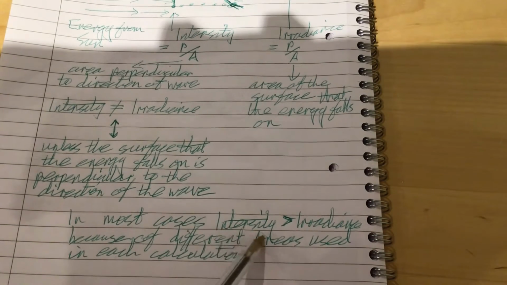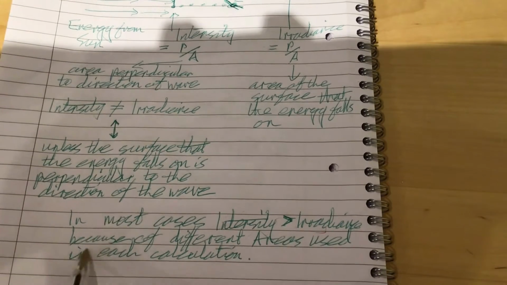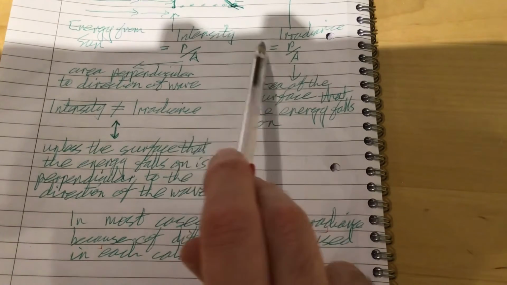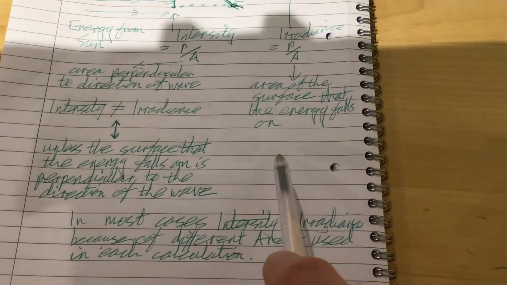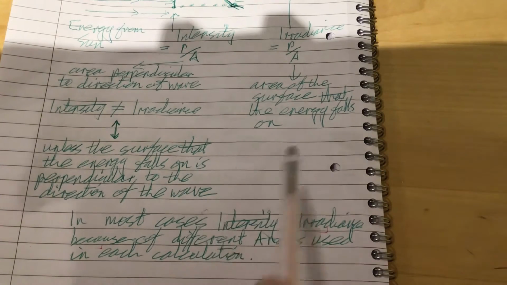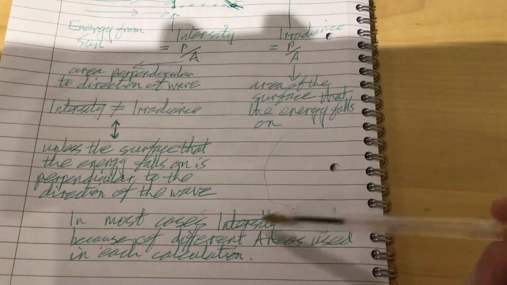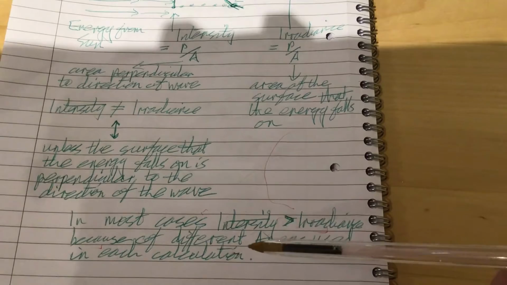And in almost all cases, the intensity will be greater than the irradiance, because the irradiance will have a larger surface area, either because it is at an angle or because it's curved. There are options for the geometry which will cause the irradiance to be larger than the intensity, but they're a bit difficult to draw out.